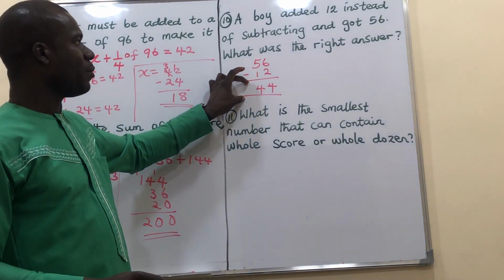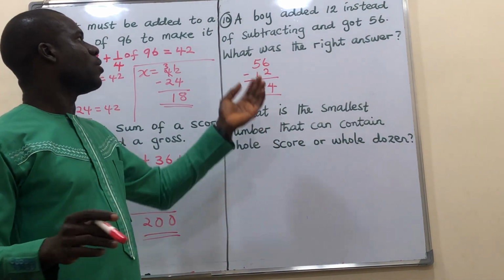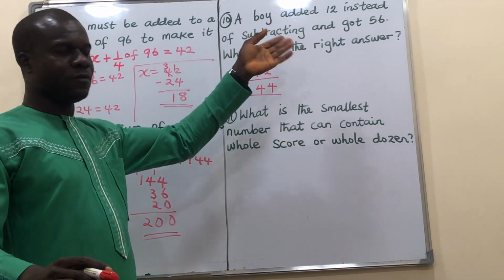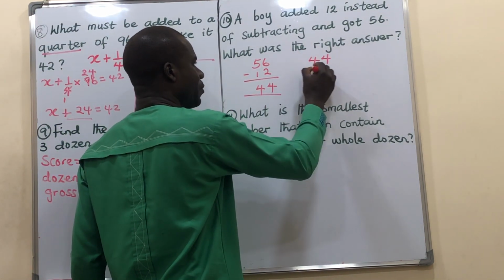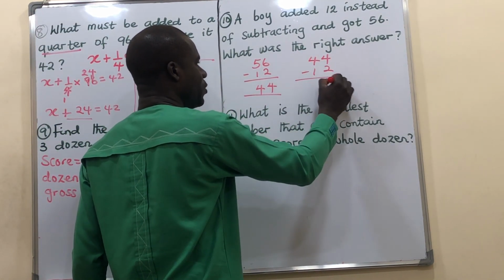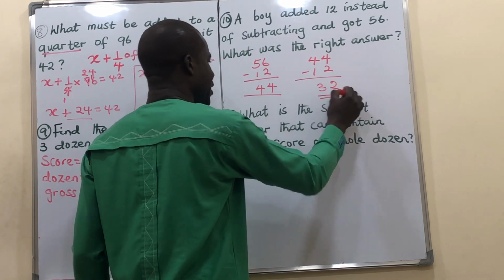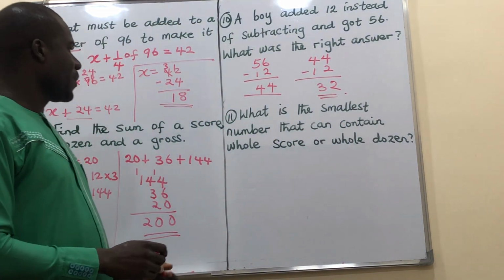Now we have the original number. The intention was to subtract 12, not to add. So the right answer will come from 44. We can now subtract 12. 4 minus 2 is 2. 4 minus 1 is 3. So the right answer is 32. Right?